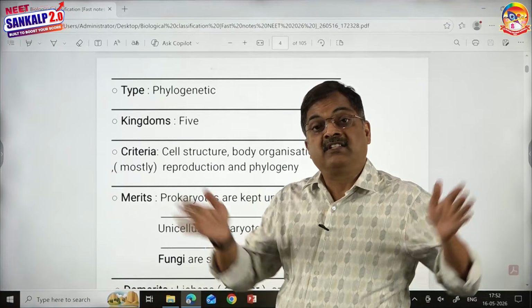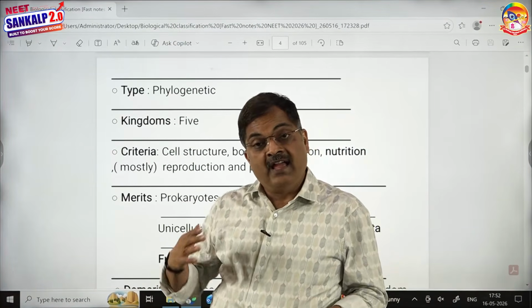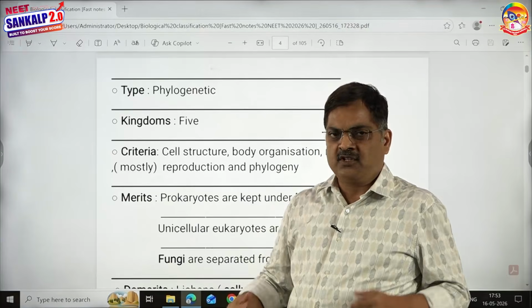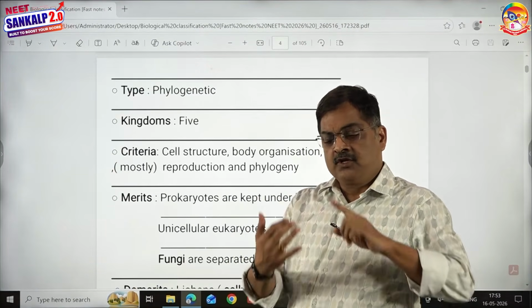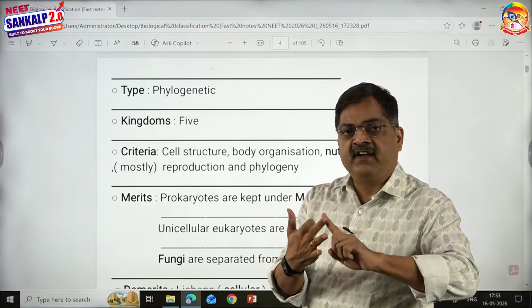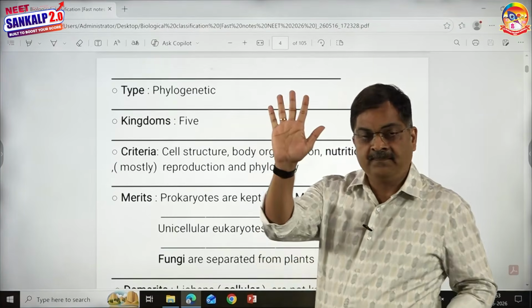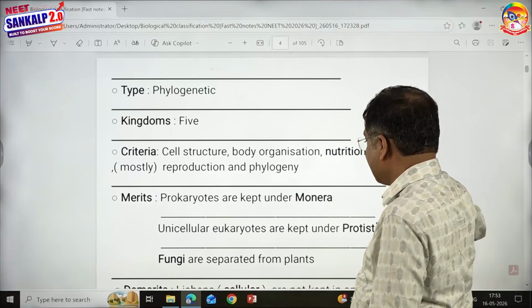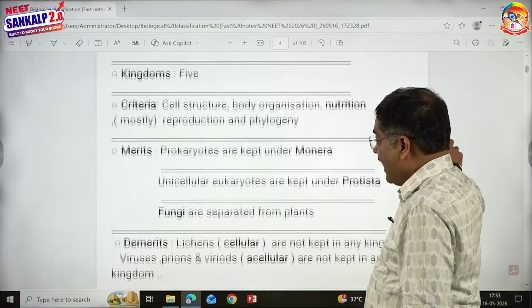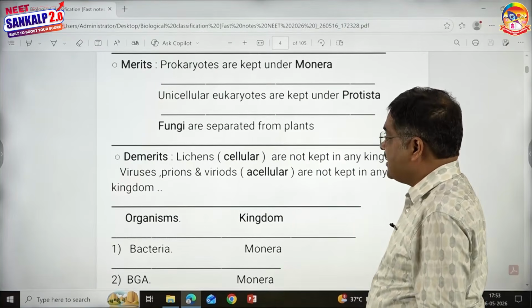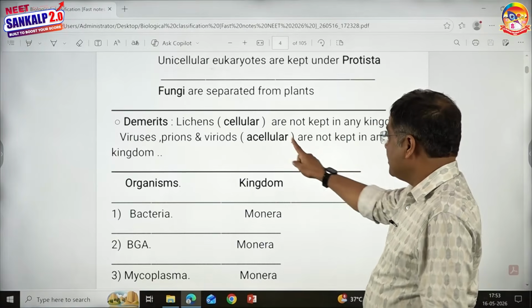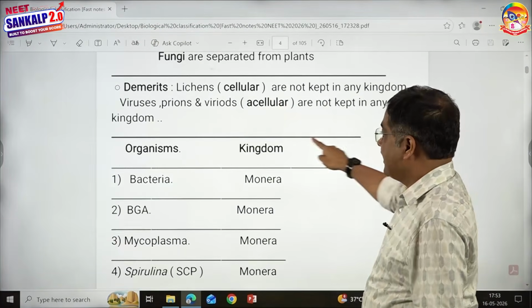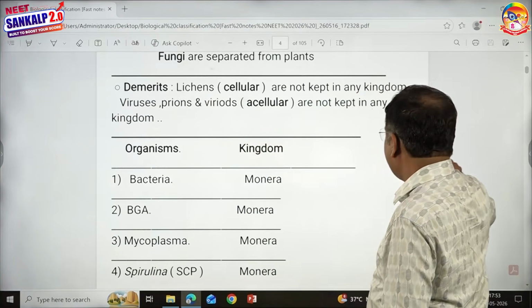Whittaker separated heterotrophic fungi and gave them a separate kingdom. So it's very easy to understand Whittaker's classification. Monera, Protista, Fungi, Plantae and Animalia are the 5 kingdoms in Whittaker's classification. Lichens are not kept in any kingdom. Viruses, prions and viroids are acellular creatures which are not kept in any kingdom. Cellular means lichens, acellular means this.